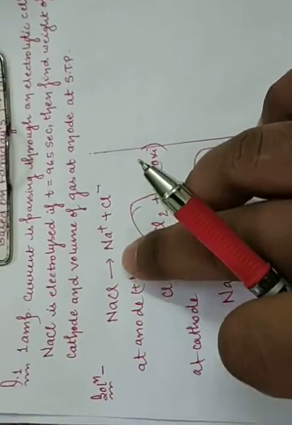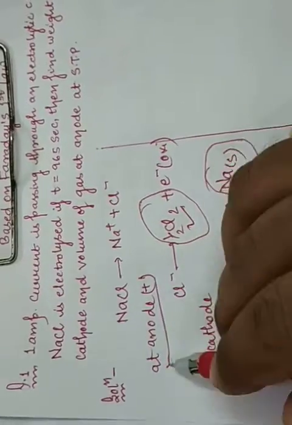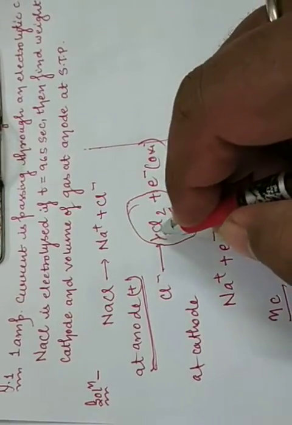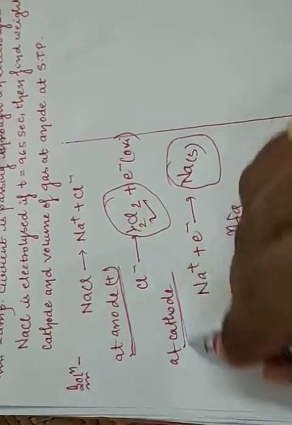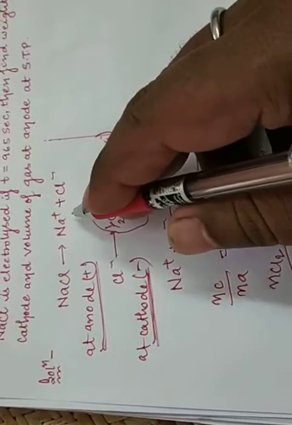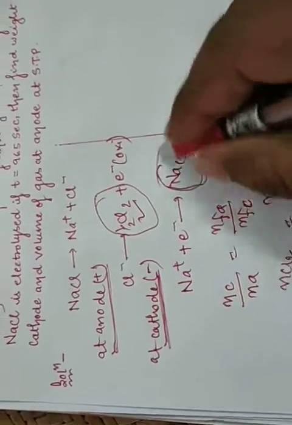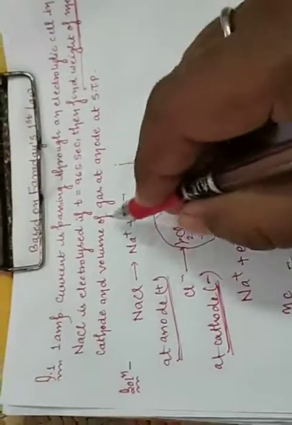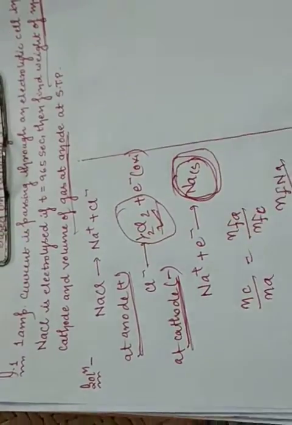Now NaCl converts into Na+ and Cl-. At the anode there is oxidation. The anode is positive, so it attracts the negative Cl-, which gives 1/2 Cl2 and 1 electron. This is oxidation. At the cathode, which is negative, it attracts the positive Na+, which takes 1 electron to form Na. So Na is the metal, and we find the weight of the metal. The chlorine is the gas, the volume of gas at the anode. So at the anode the chlorine gas, and at the cathode the sodium metal is given.